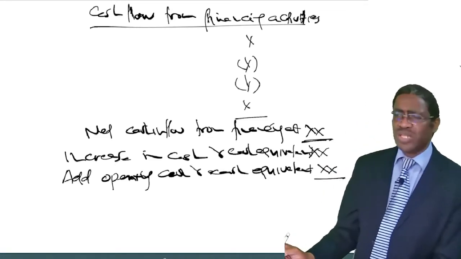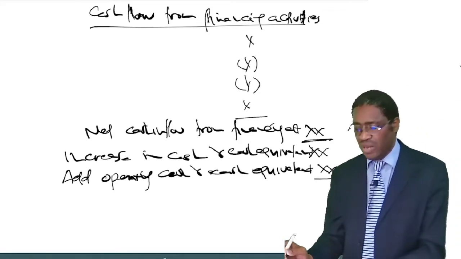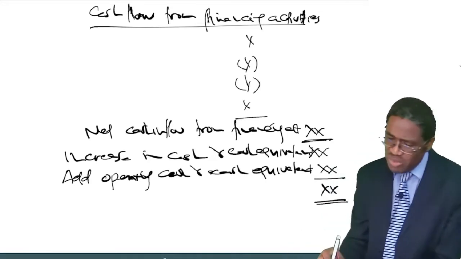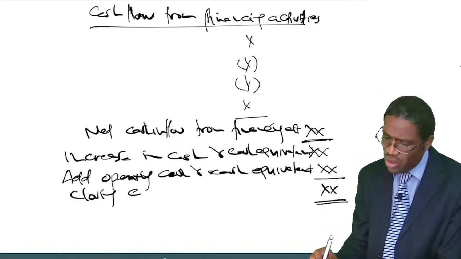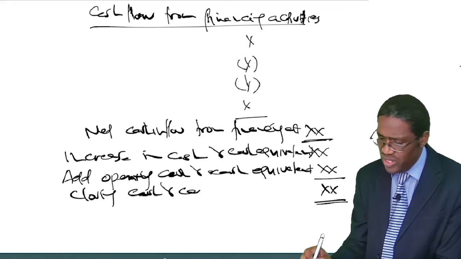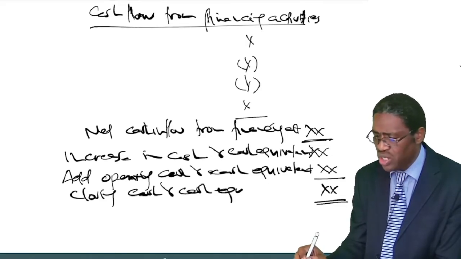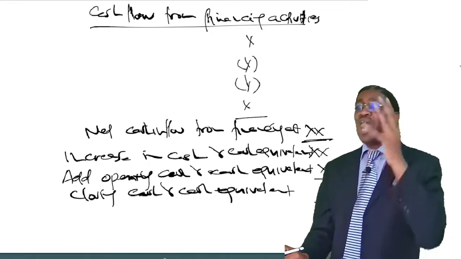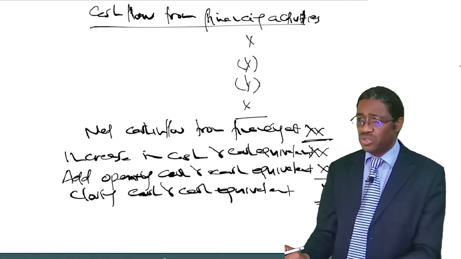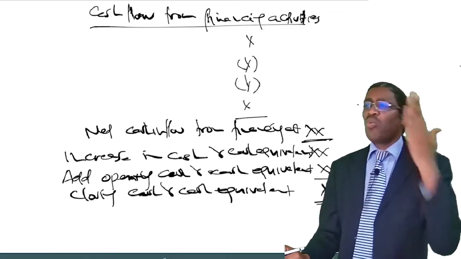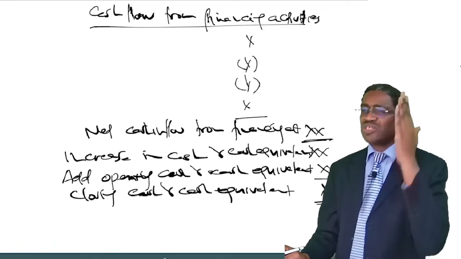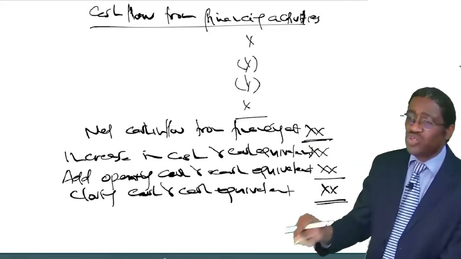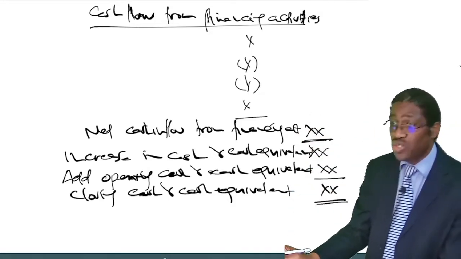Then once you got there, you add it to the increase amount, whatever you get. That amount should be the same as what we are calling the closing cash and cash equivalent. That should be the same as your closing by the end of this year according to your statement of financial position. In other words, according to your balance sheet, whatever is the closing cash and cash equivalent by the end of this year should be the same as what you are getting here.